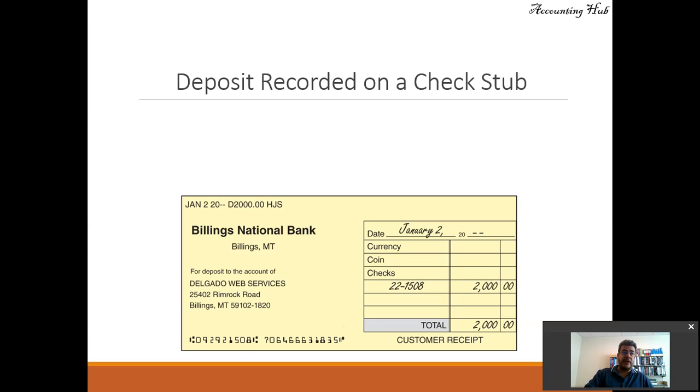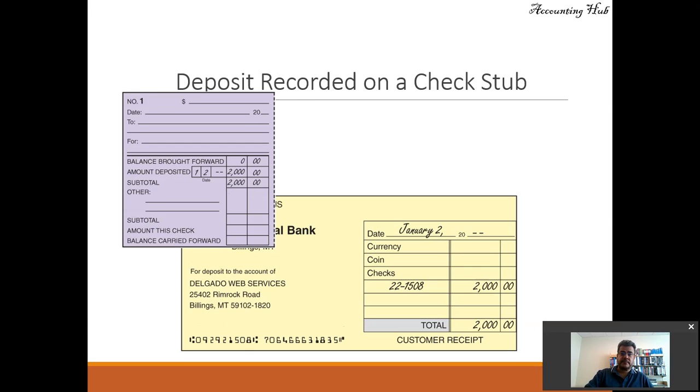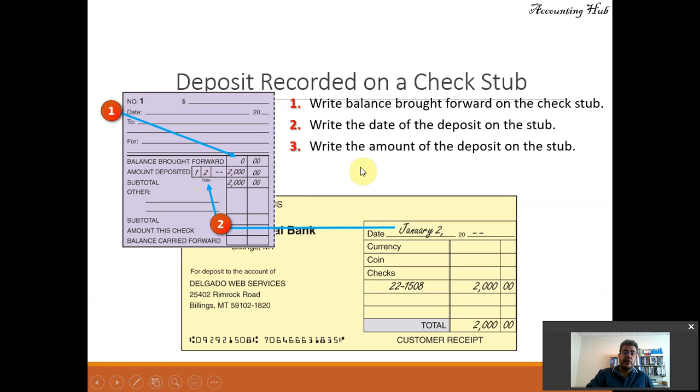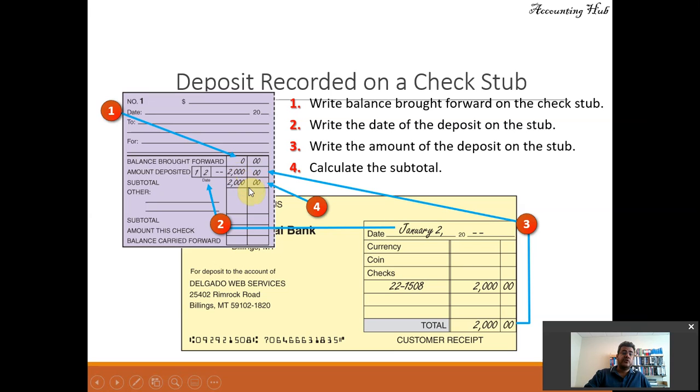And the deposit record on a check stub. So first of all, we write the balance brought forward on the check stub here. Second, write the date of the deposit on the stub, that is here, the date, January 2nd. Third, the amount of the deposit is $2,000 here. And last, the subtotal: beginning balance, nothing, deposit, $2,000, so the subtotal, $2,000.